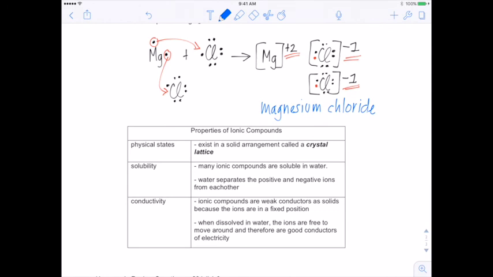Ionic compounds have very specific physical properties. They exist in solid arrangements called crystal lattice. So if you've seen salt as a crystal, you know its distinct shape. That is called a crystal lattice, and other compounds exist in that shape as well. In terms of solubility, ionic compounds are very soluble in water. When they do dissolve in water, what happens is the positively charged ion and the negatively charged ion are actually separated, and they can move past each other throughout the liquid. Ionic compounds are weak conductors of electricity when they are solids, but when you dissolve them in water, they become very good conductors of electricity.